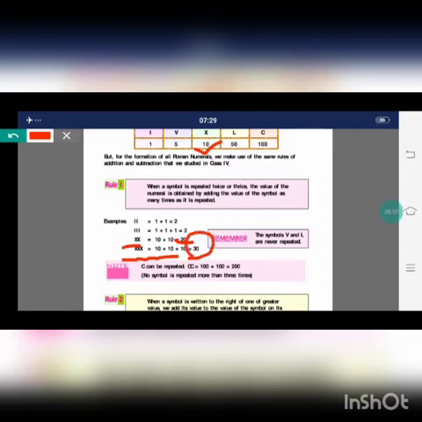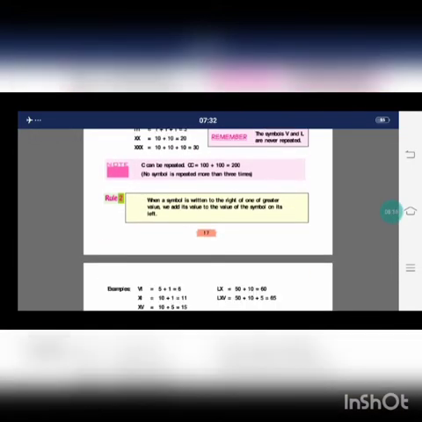Okay students, so what we have learned is, when we are repeating any symbol twice or thrice, then we have to add the value of those symbols.